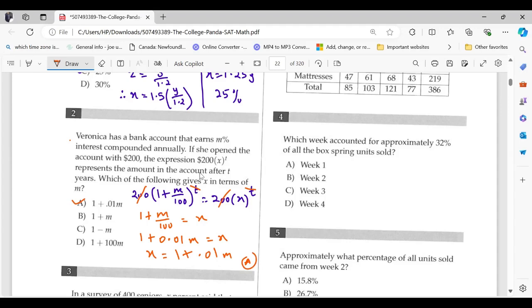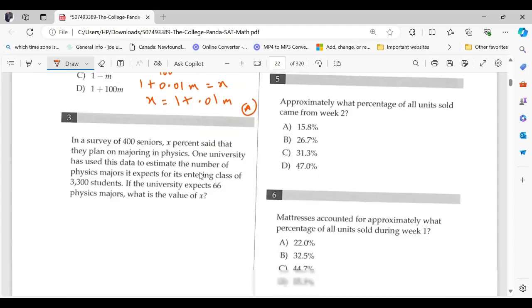All right, so we proceed to question number 3. In a survey of 400 seniors, 8% said that they plan on majoring in physics. One university has used this data to estimate the number of physics majors it expects for each entry class of 3,300 students. If the university expects 66 physics majors, what is the value of S?